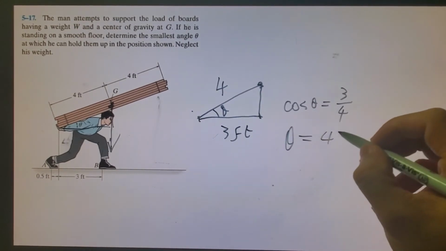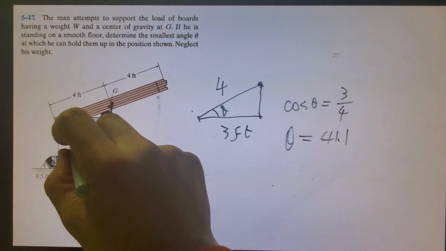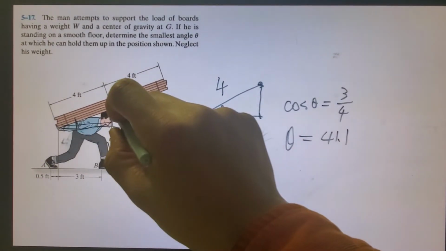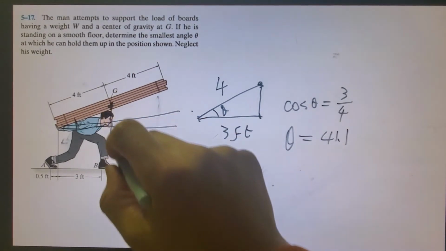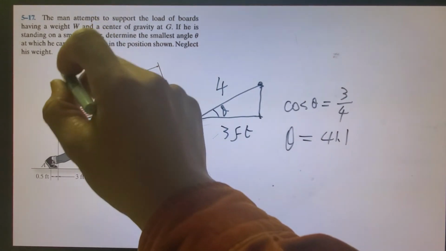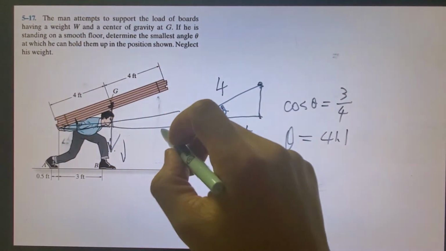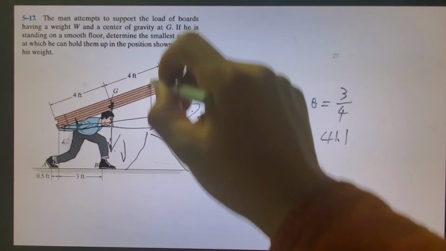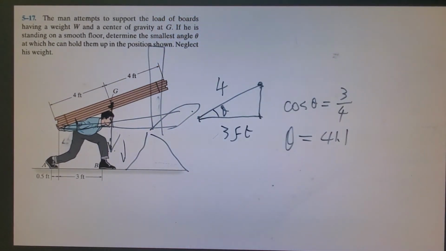Okay, 41.1. That means if this theta is less than 41.1, then this thing is going to flip over because the center of gravity is outside of the support. If you make it straight up high, or for example, if this person is holding the board like this, then it will not flip.